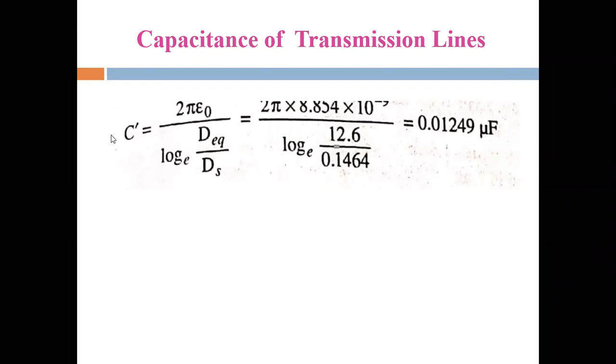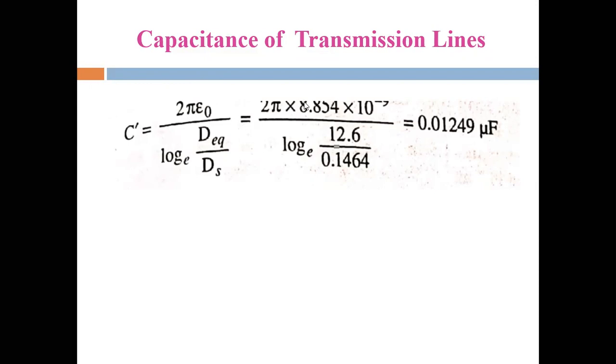Okay, this is the formula related to the bundle number of conductors. If a bundle of conductors is there, then we obtain the formula for the capacitance value: C is equal to 2 pi epsilon naught by log e of d equivalent by ds. This is the capacitance of a bundle of conductors that are connected in parallel in overhead transmission lines.